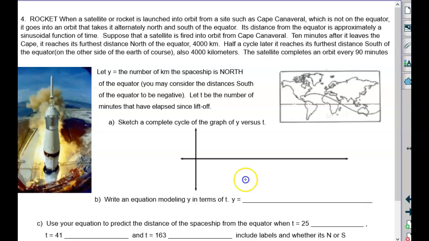Okay. When a satellite or rocket is launched into orbit from a site like Cape Canaveral, which is not on the equator, it actually goes into an orbit that takes it alternately north and south of the equator. Its distance from the equator is approximately a sinusoidal function of time. Suppose that a satellite is fired into orbit from Cape Canaveral. 10 minutes after it leaves, it's at its furthest north of the equator. Okay, so what do you think we're going to do?